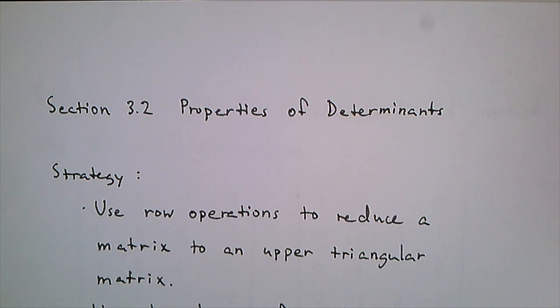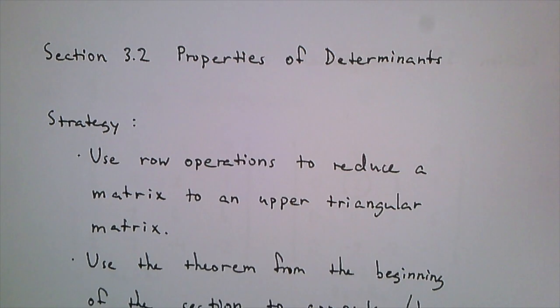In the last video for section 3.2, properties of determinants, we're going to learn how to connect some of the theorems and definitions that you've learned in the previous videos to make a strategy to compute determinants. A strategy that's hopefully a little bit easier than trying to do a cofactor expansion.